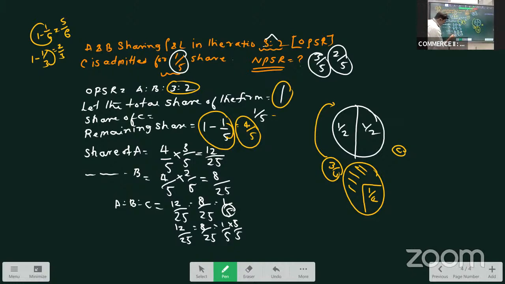So now it will be, you see, 12 by 25 for A, 8 by 25 for B, and 1 by 5 is 5 by 25 for C. So remove the denominators. A is to B is to C is 12 is to 8 is to 5. I again repeat, a 2 marks sure question you will get like this. Calculate NPSR is a 100% sure question you can expect. Okay, hope you understood it.